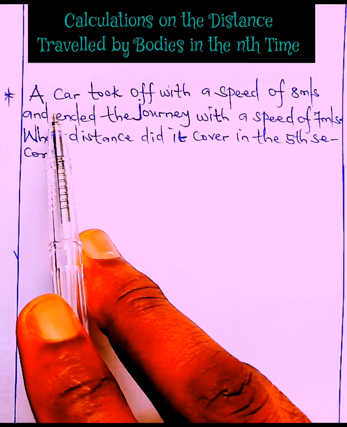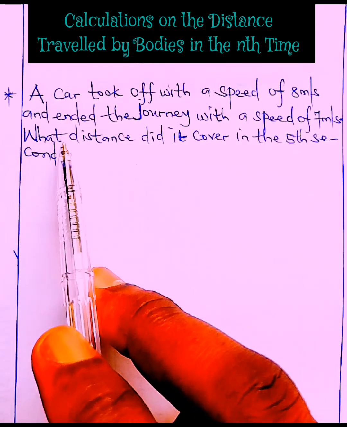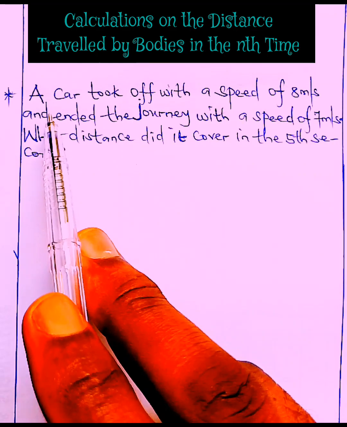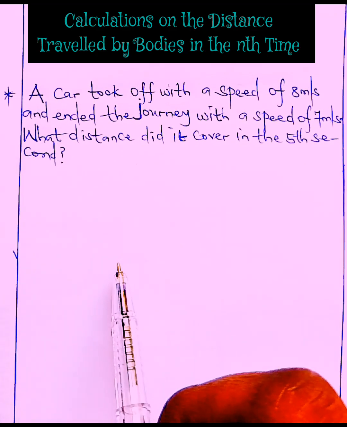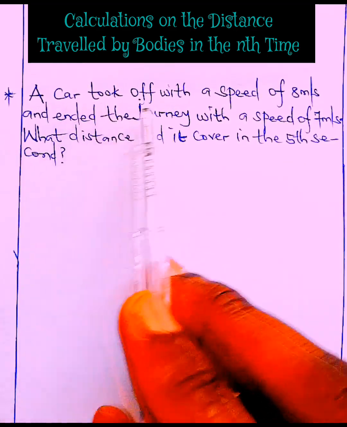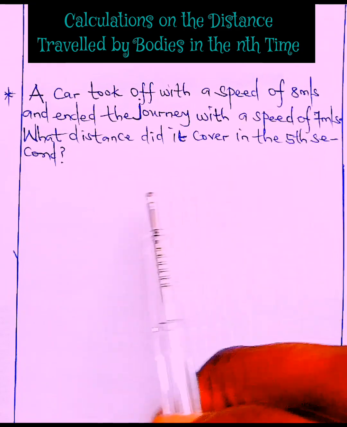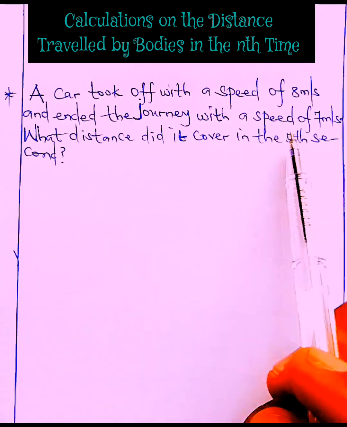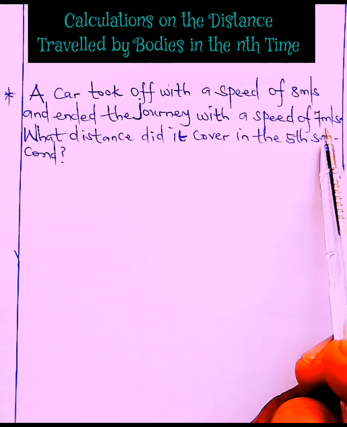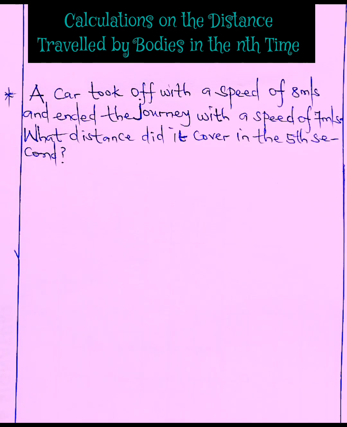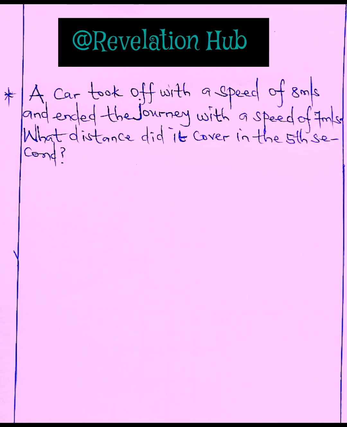Okay, question 3. This was the third and final question we were given as a take-home in our previous lesson. Now, we are asked to get the distance covered by the body in the 5th second, if a car took off with a speed of 8 meters per second and ended the journey with a speed of 7 meters per second. How do we get that distance?